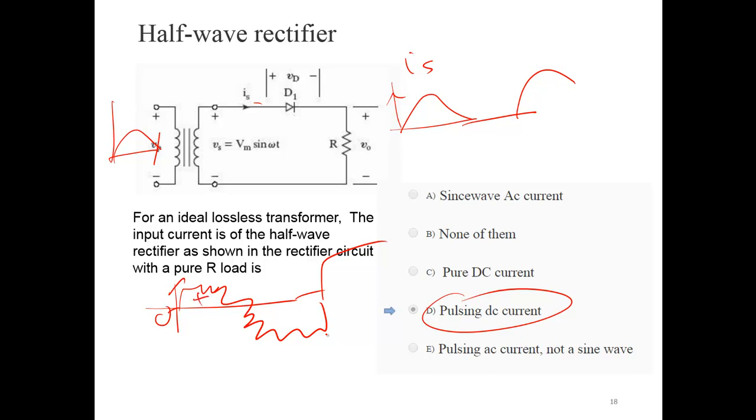There will be a positive value and a negative value. But if there is a DC, there will be pulsating, and then 0 here. All the current is always positive.